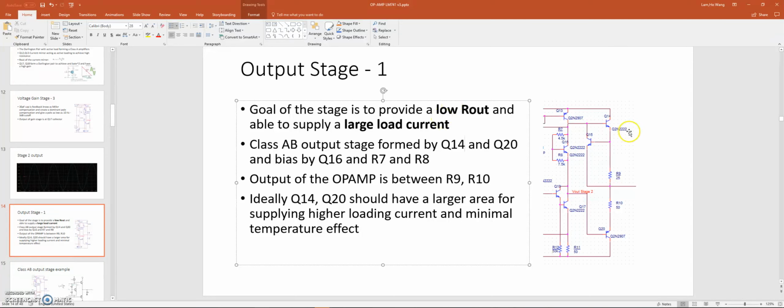So here we have a Class AB configuration formed by Q14, Q20, and Q16 and R7, R8 as a biasing. And the output is taken at the center between these two resistors. Ideally, Q14 and Q20 are supposed to have a larger area because with the larger area we can supply a higher loading current without having too much trouble on the temperature effects.